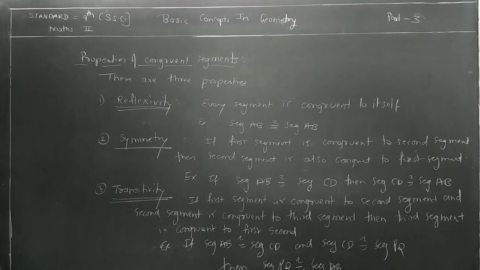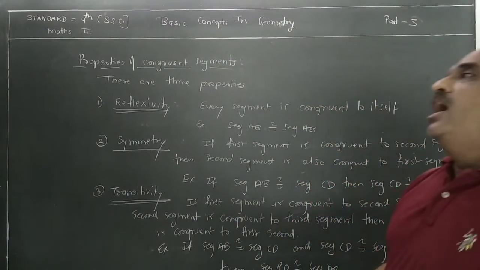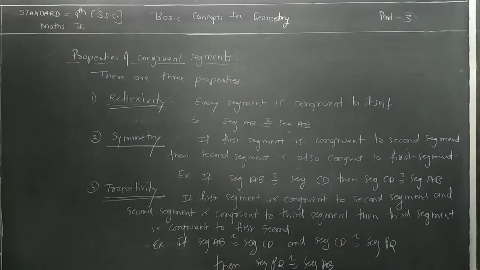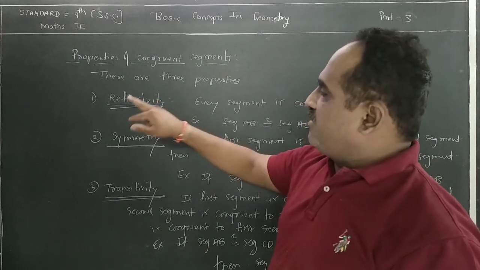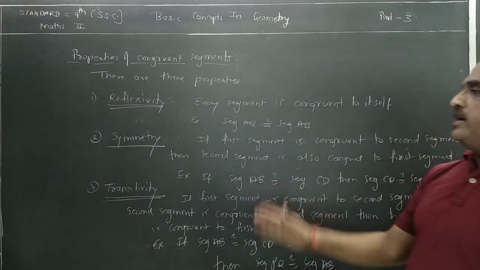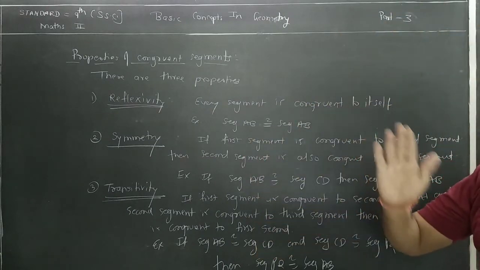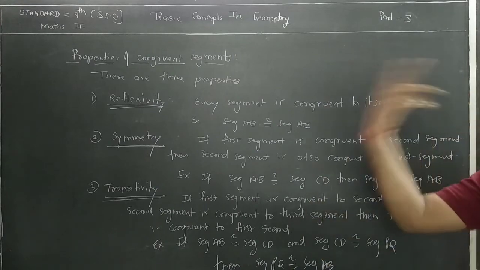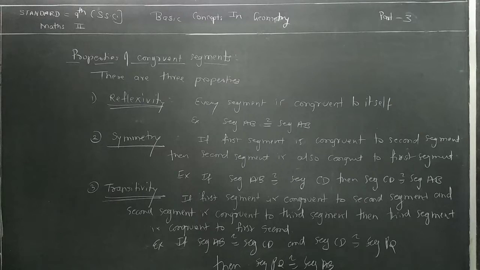These are the three properties of congruent segments. I'll repeat once again: the properties of congruent segments are reflexivity, symmetry, and transitivity. Reflexivity: every segment is congruent to itself. Symmetry: first is congruent to second, then second is congruent to first. Transitivity: the first segment is congruent to the second segment, the second is congruent to the third, then the third segment is congruent to the first. That property is transitivity.